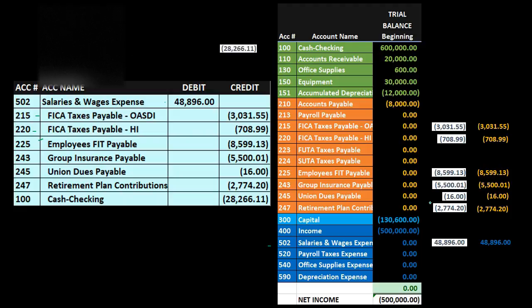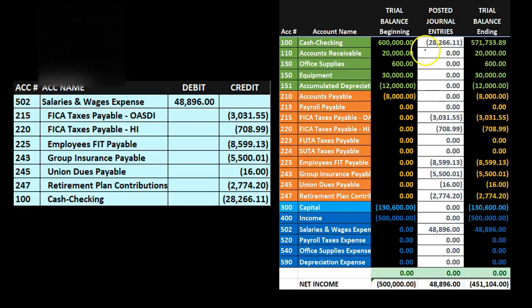And if we see all this, and then the cash, of course, up top is going from 600,000 down by the 28,266, the net check, to 571,733.89. Now, if we see all this together, this is going to be the difference that we made. Note here that these, of course, are all the liabilities that we are later going to have to pay. So we only took this much out of the checking account. We had an expense of this amount, and the difference then is all these liabilities that we will then have to pay at some point in the future.